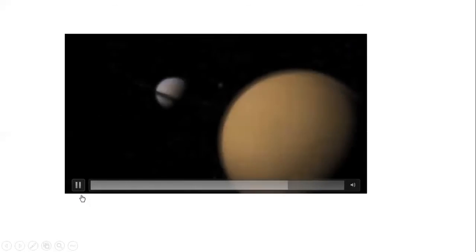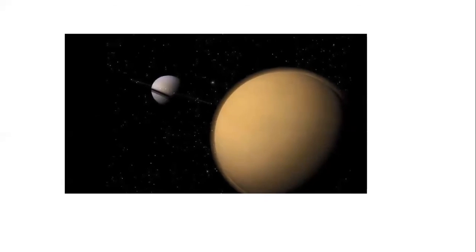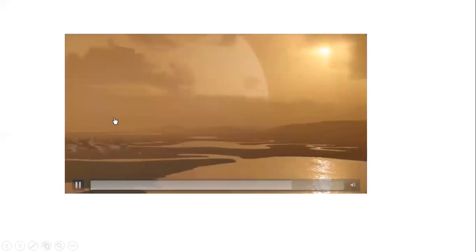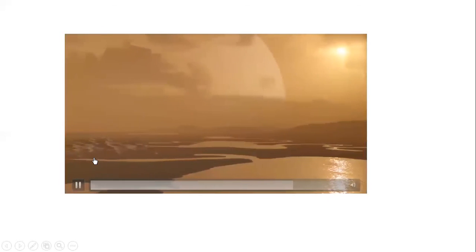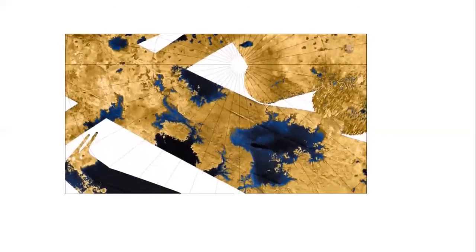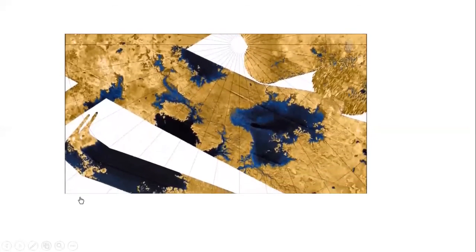Scientists are very interested in Titan because it is the only moon in the solar system known to have a dense atmosphere, mostly nitrogen, with some methane and hydrogen present. Titan is also the only celestial body aside from Earth that has ever been found to have bodies of liquid on its surface. These liquid bodies are not made of water, of course.